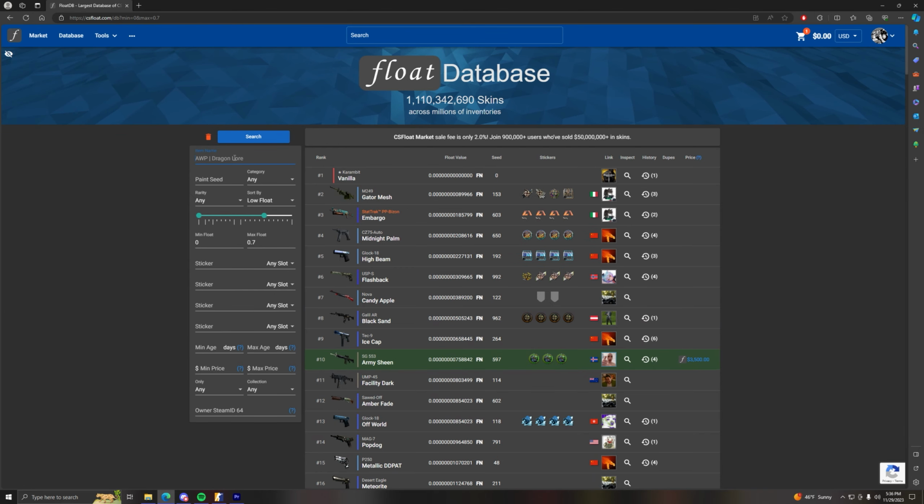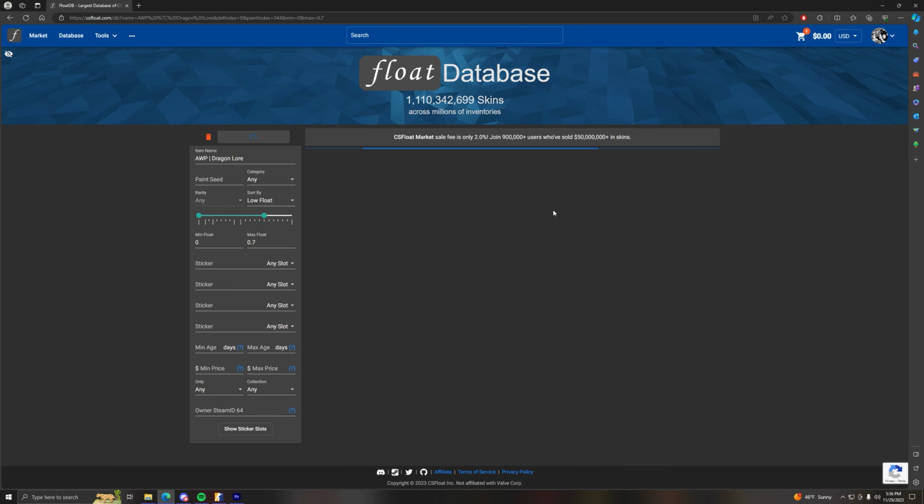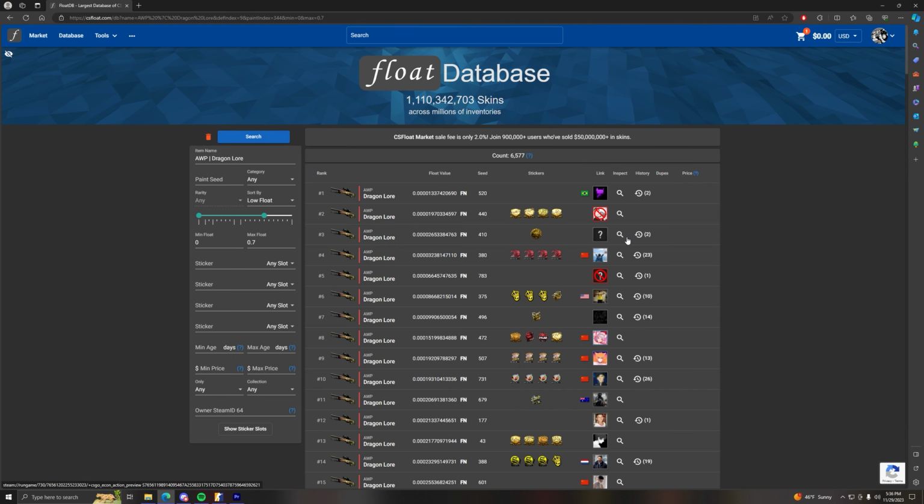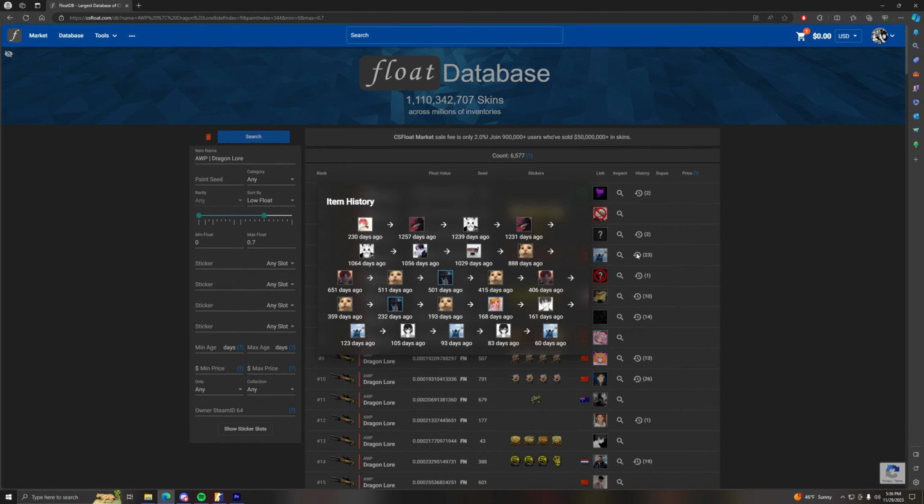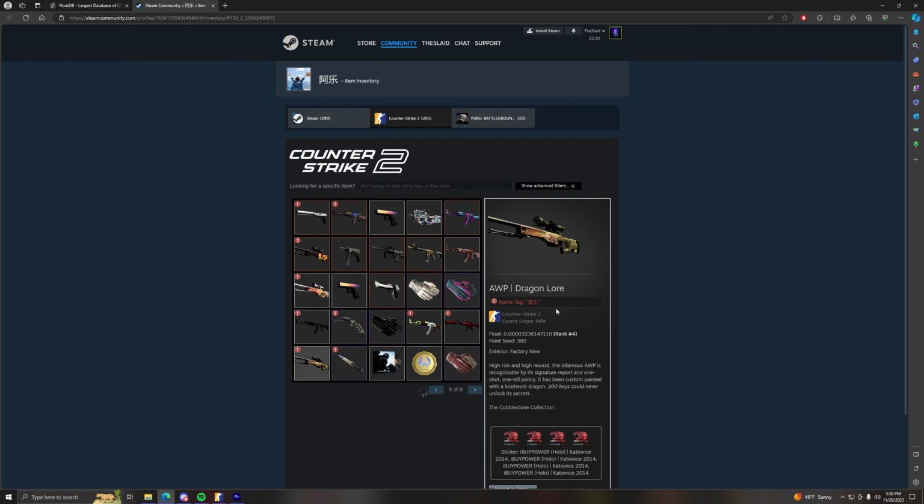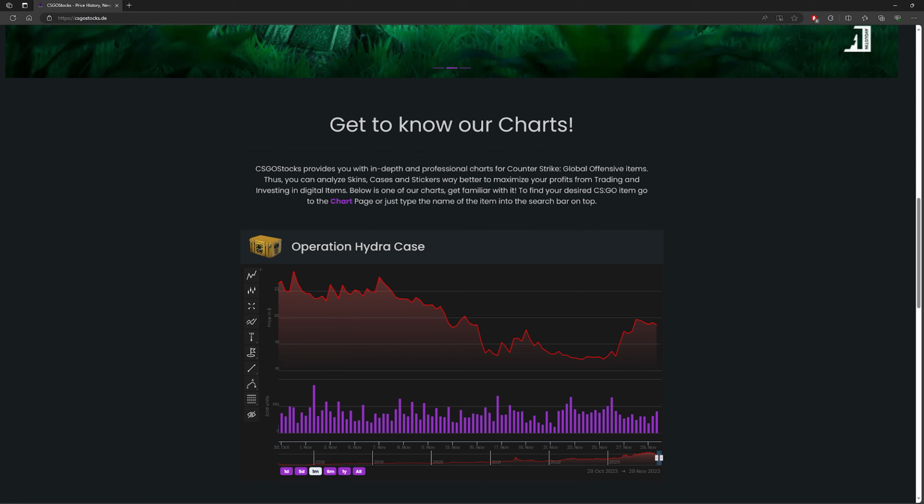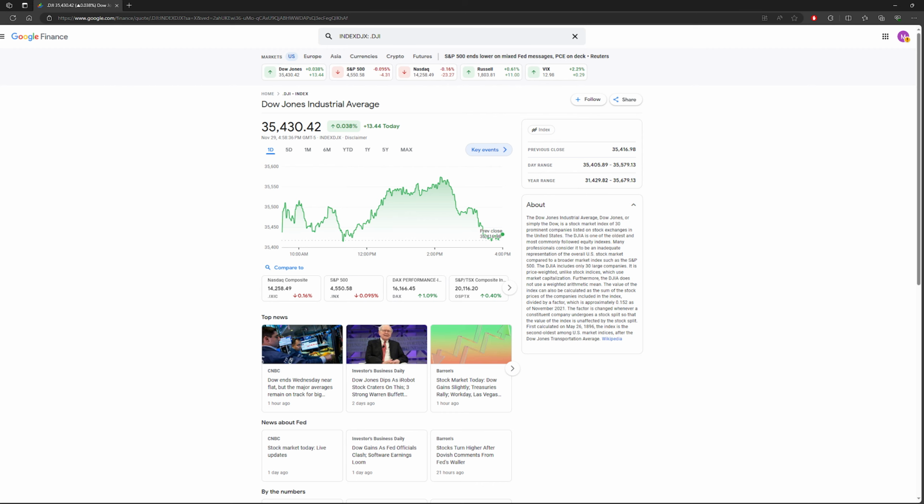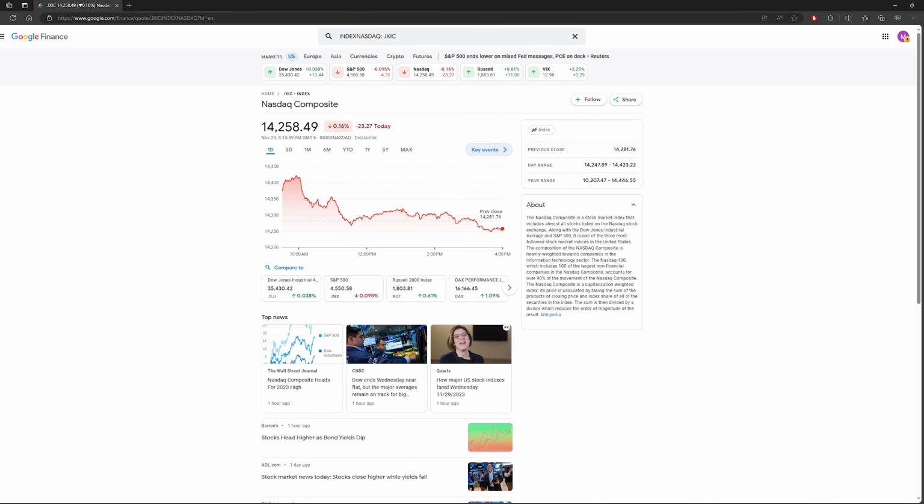The second part of the website is called FloatDB, which is basically a database that holds a record of every single skin in the game, which is currently at 1.1 billion skins. This tool is super helpful for tracking down any skin in the game and seeing its past owners and where the skin came from. Since the CS market is not a traditional one compared to something like the Dow or the Nasdaq, there are some key things to know before getting into this market.